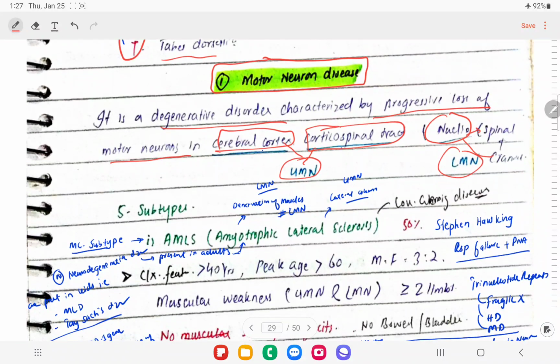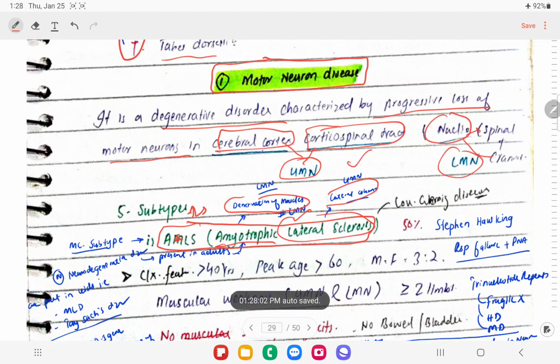So let's discuss the first type, ALS, amyotrophic lateral sclerosis, also known as Lou Gehrig disease. What's going to happen in these patients? Amyotrophic means degeneration of the muscles, so basically we're going to get the lower motor neuron features. Lateral sclerosis means that the lateral columns are involved. Lateral columns get thinned out, so we're going to get the features of upper motor neuron lesion.